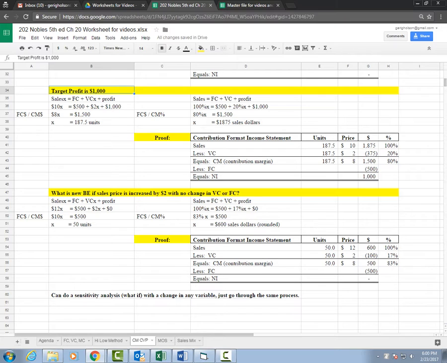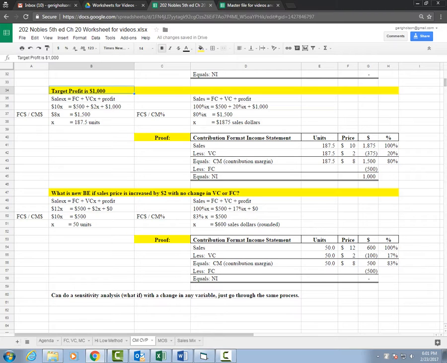So 8x equals 1,500. So take 1,500 divided by $8 and we get 187.5 units. Okay, generally we're going to round up to 188 units, but just for teaching purposes, I'm going to leave it just like it is.